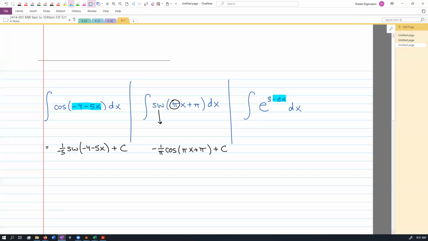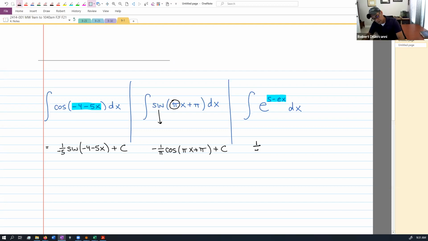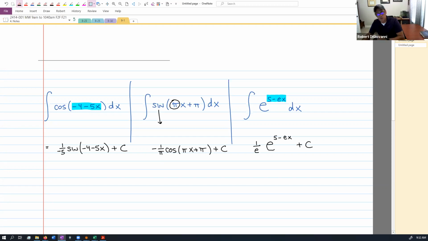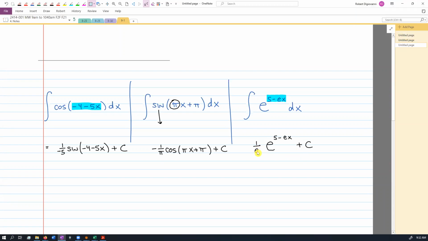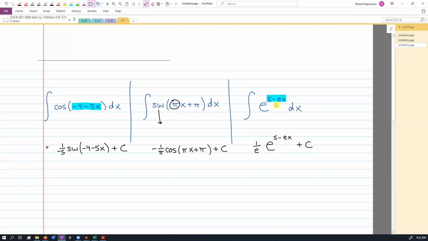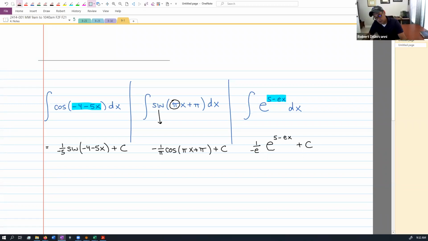Okay, so it would be 1 over e, e to the 5 minus ex, plus c. Okay, that's almost right. There's one little thing. You did 1 over e, right? Yeah. Okay, and that is right, except what is the a? What's the number in front of x? Negative e. Oh, so it would be negative e. Yep, you have to have the negative there.